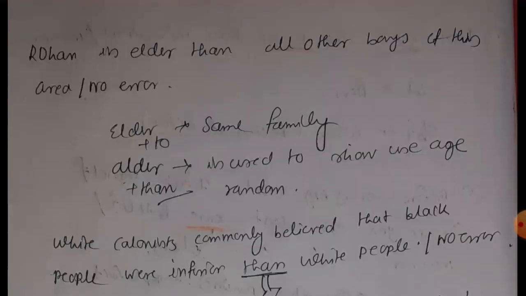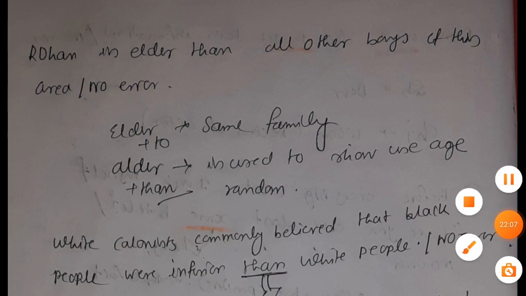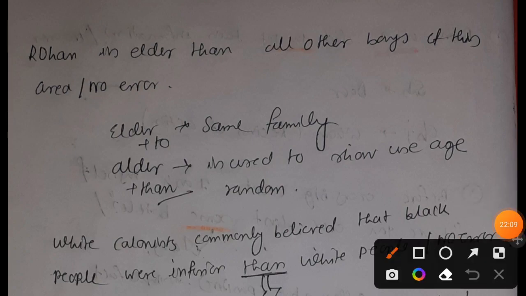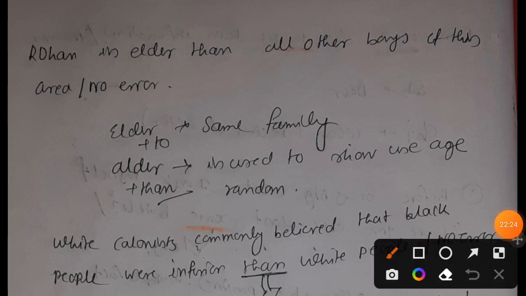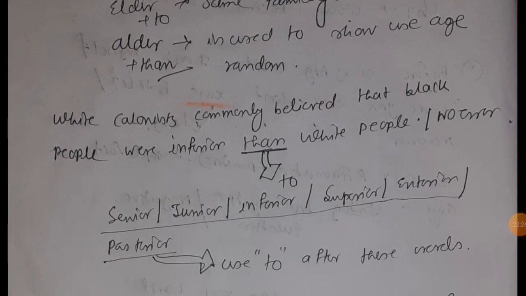So now this is the last slide. So Rohan is elder than all other boys of this area. Whenever you are comparing age generally, you have to use the term older, not elder. Okay, and whenever we are comparing the age in terms of family, we have to use elder to, not elder than. Okay, so white colonists commonly believed that black people were inferior than white people.